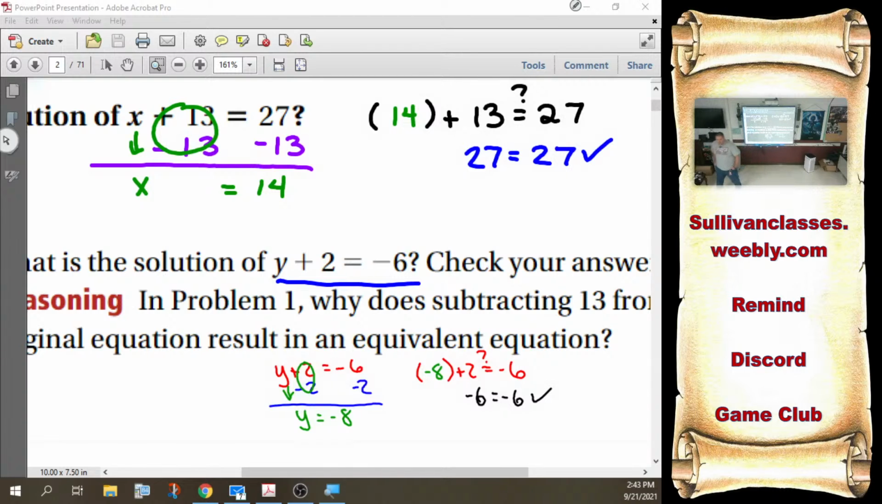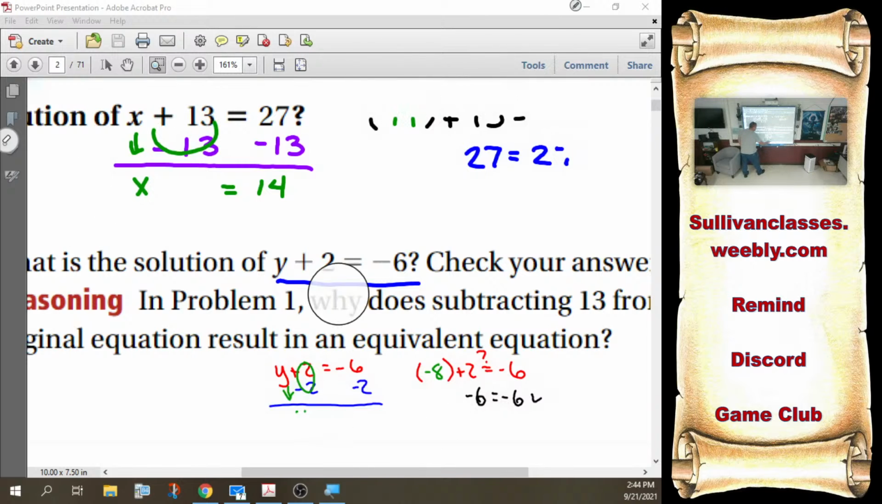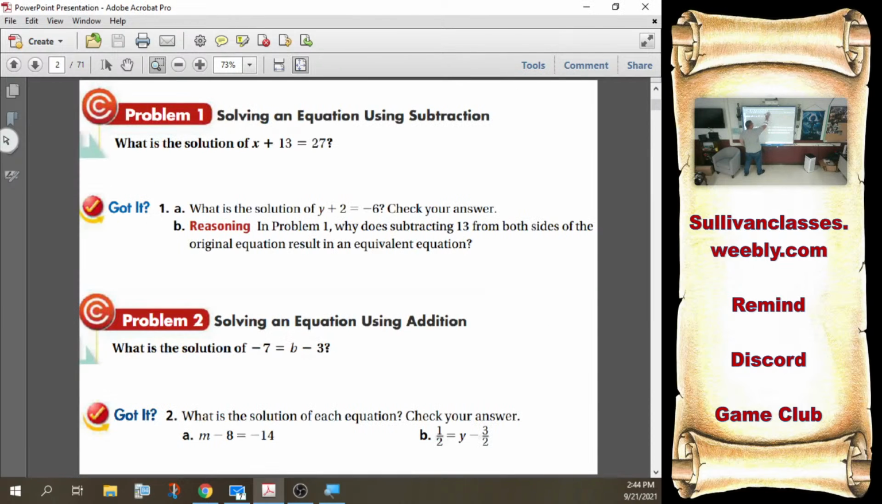Okay? This is more about the format and the process of writing it. I know you can most likely do this in your head. But we need to write it out like this so that when it gets ugly, we've got the right framework. Okay? It says, why does subtracting 13 from both sides result in an equivalent equation?